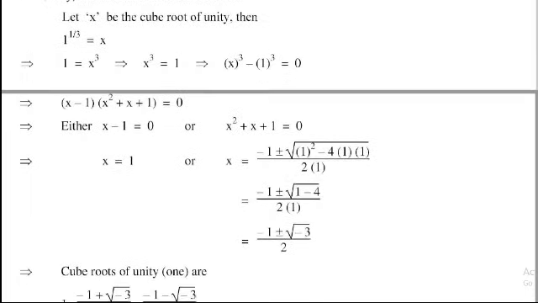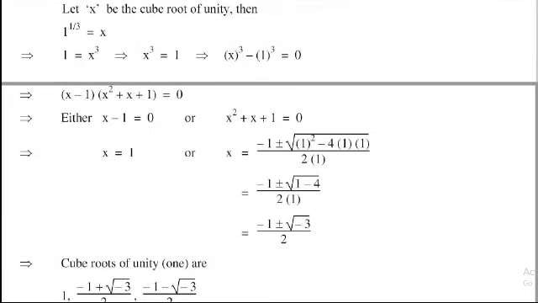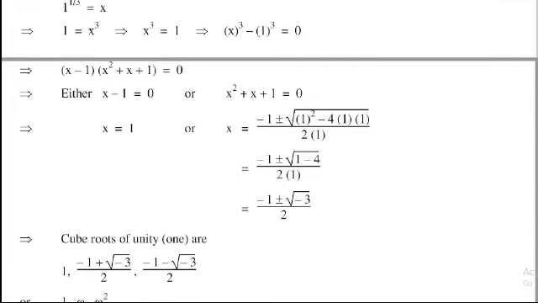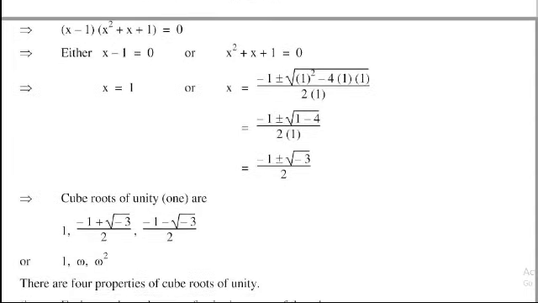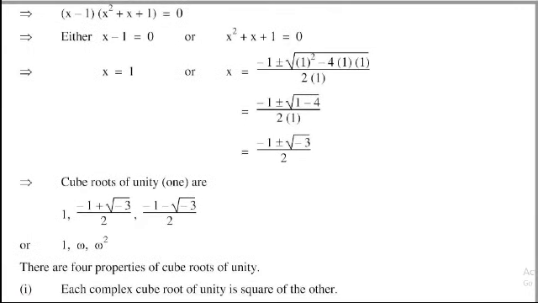The cube roots of unity are 1, or minus 1 plus square root of minus 3 divided by 2, that is equal to omega, and minus 1 minus square root of minus 3 divided by 2, that is equal to omega square. These are the 4 properties of cube roots of unity, that is 1, omega, omega square.